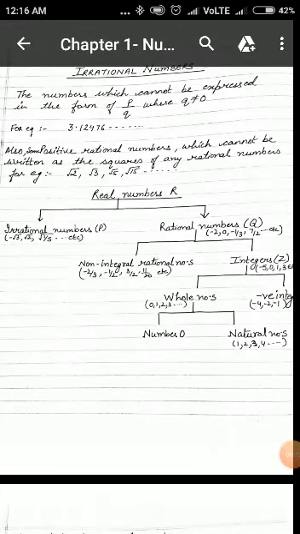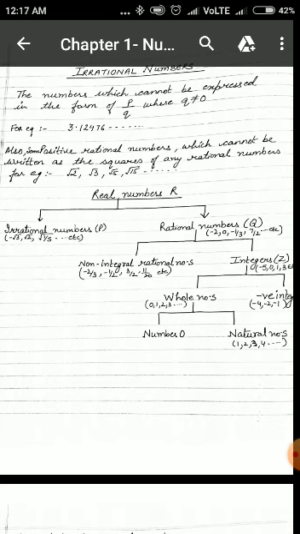Hello children, welcome back. In the previous class, we studied about the rational numbers. Today, we are going to study about irrational numbers. The numbers which cannot be expressed in the form of p upon q are called irrational numbers.